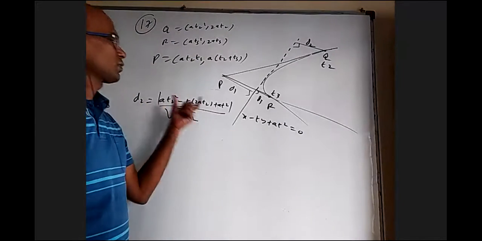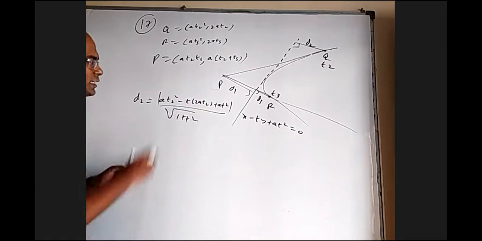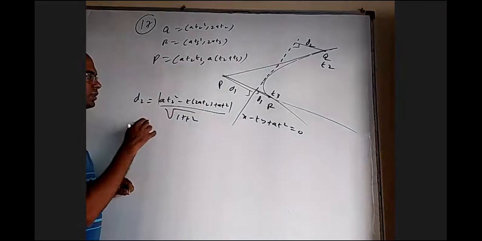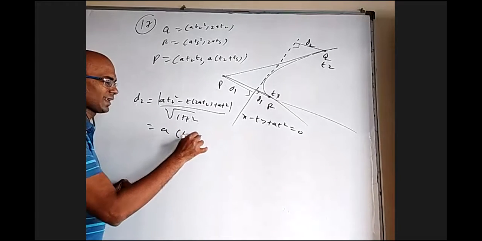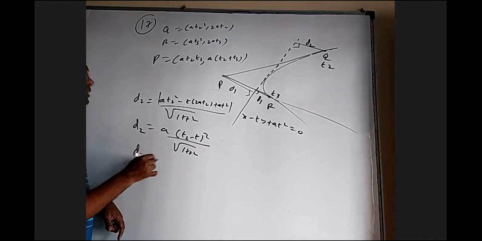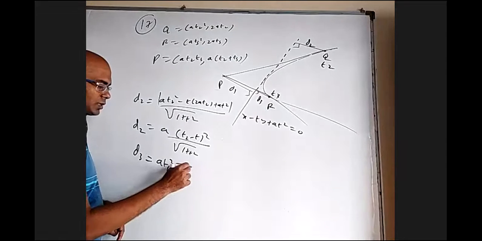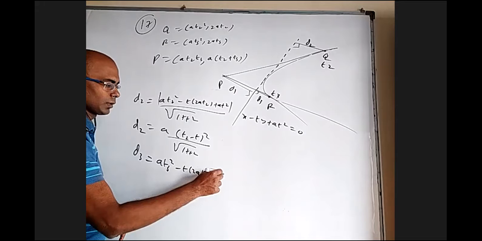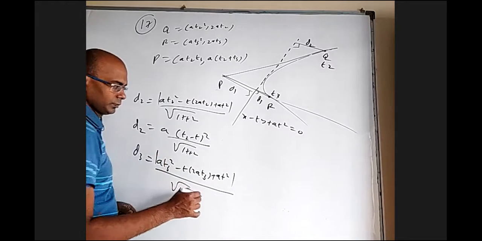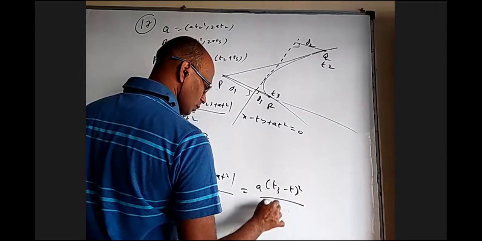From a point to a line, the distance is mod L11 by root a square plus b square, that is mod of a x1 plus b y1 plus c by root a square plus b square. If you notice carefully, the numerator is a perfect square after taking a common. So it is a into t2 minus t whole square by root 1 plus t square. Similarly, d3, from this point when you find the distance to this line, will become a t3 square minus t into 2a t3 plus a t square, with a mod, by root 1 plus t square. And that is a into t3 minus t whole square by root 1 plus t square.